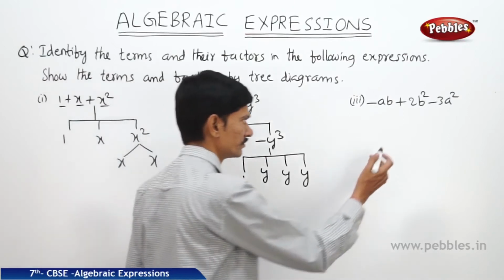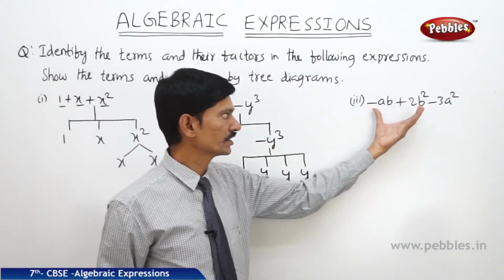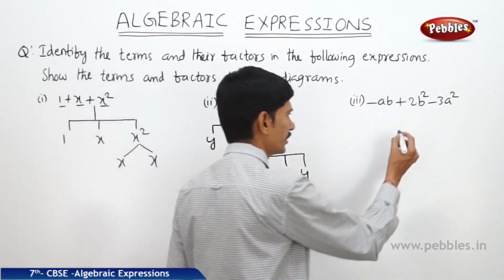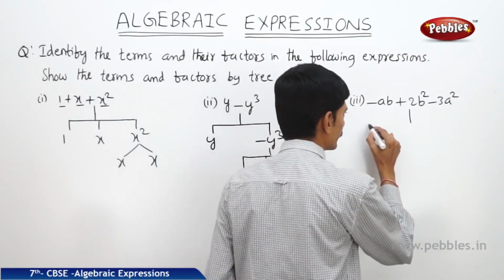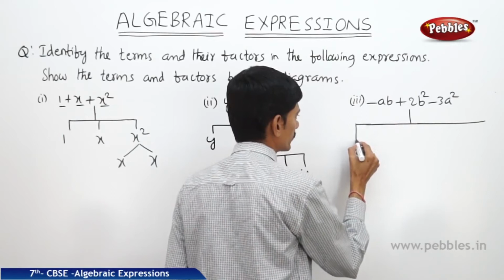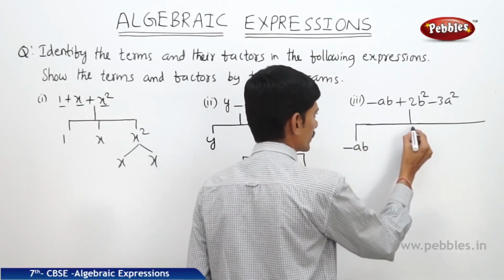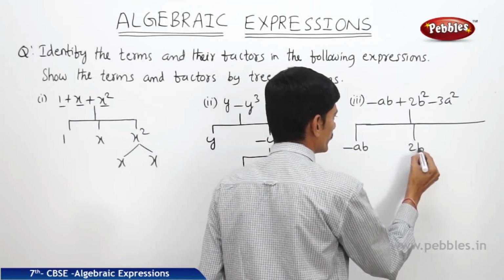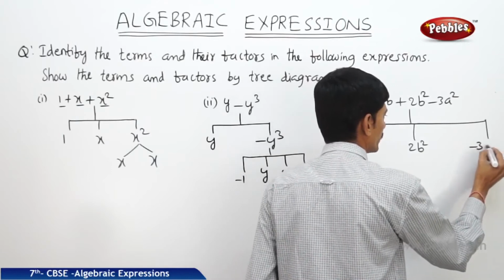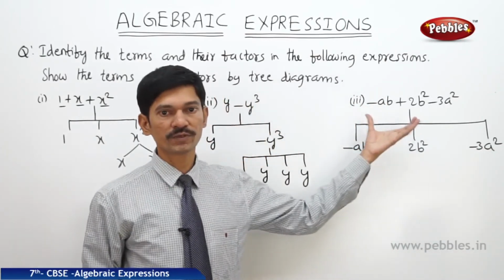Next, the third algebraic expression also consists of 3 terms, so it is said to be a trinomial. Now let us identify each term of this expression. The first term is minus ab, the second term is 2b square and the third term is minus 3a square. So these are the 3 terms of the algebraic expression.